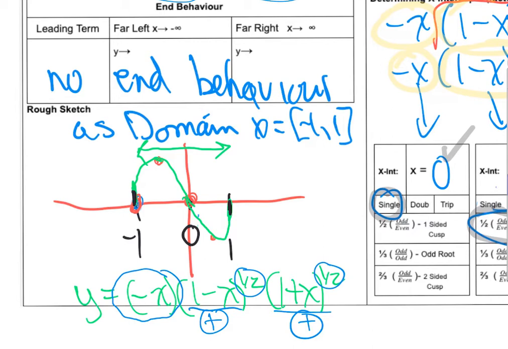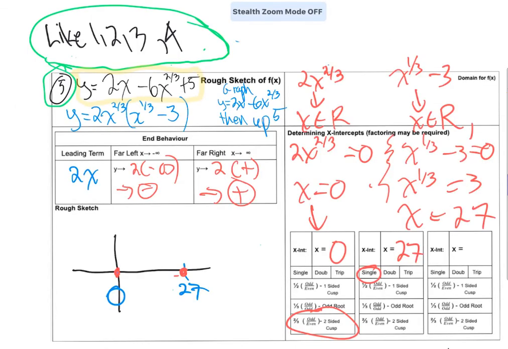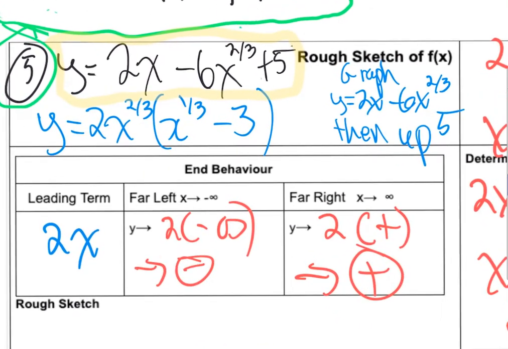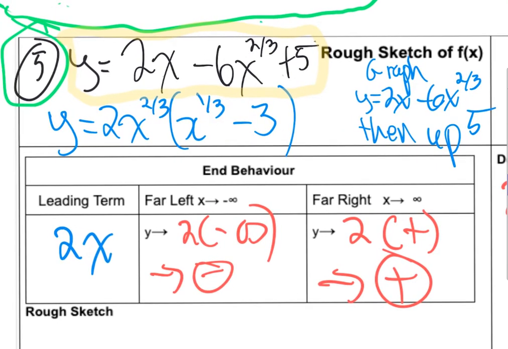Okay, last one finally. So this one here is like number 1, number 2, number 3, and number 4. These ones are tougher. I shouldn't have had them as 1, 2, 3, and 4 because these ones you're going to have to actually factor. So this one is number 5. Here it is, 2x minus 6x to the 2/3 plus 5.